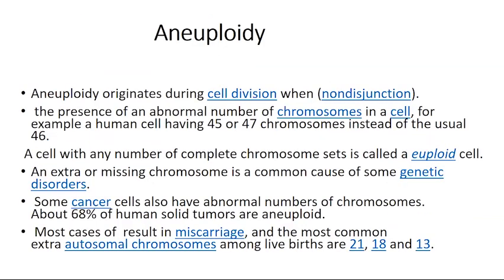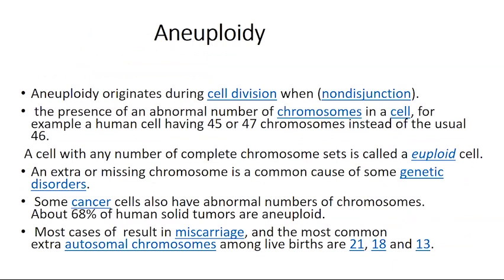Aneuploidy originates during cell division when non-disjunction occurs. There is an abnormal number of chromosomes, 45 or 47. A cell with a complete set is called euploid, and an extra or missing chromosome is the common cause of that genetic disorder. So again, non-disjunction. Some cancer cells also have an abnormal number of chromosomes. About 68% of these tumors are aneuploid.